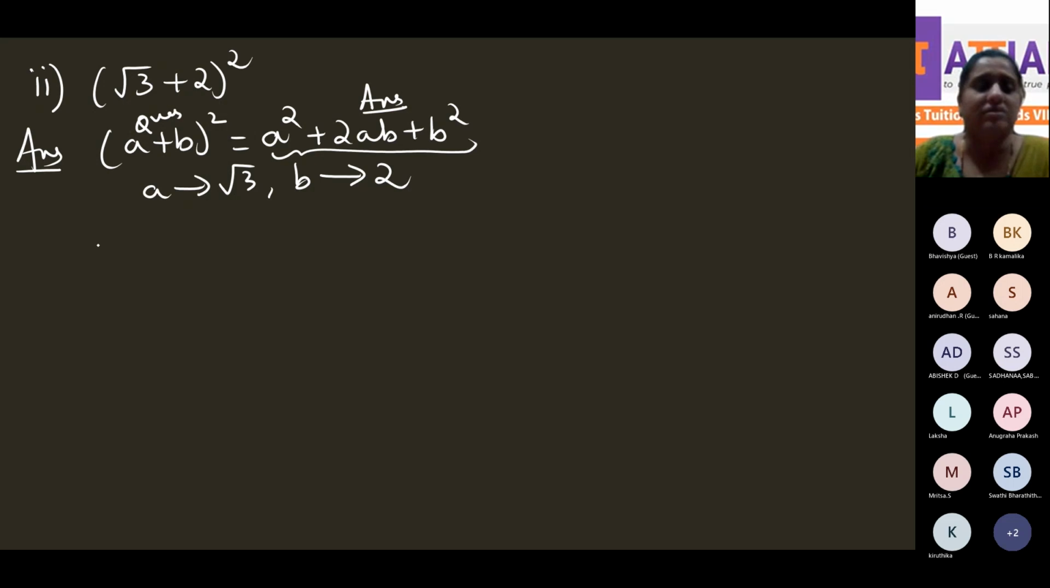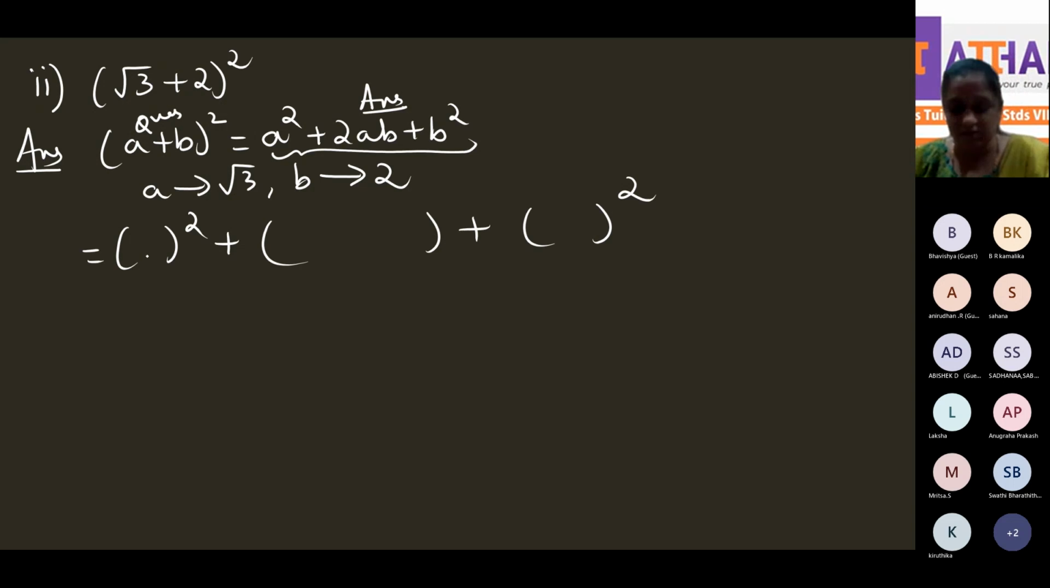We are writing the answer, so write the answer part. The answer is a square plus 2 into a into b plus b square. So Sahana, what in the first bracket? A square. What is it? Root 3, ma'am. Second bracket? 2 into root 3 into 2. Very good. And the last bracket? 2, ma'am. Yeah, thank you, Sahana.